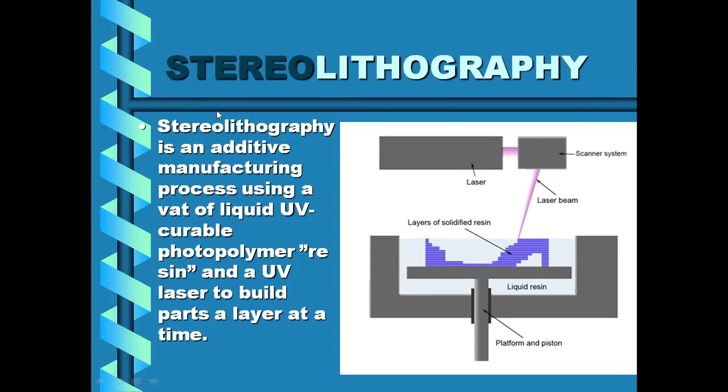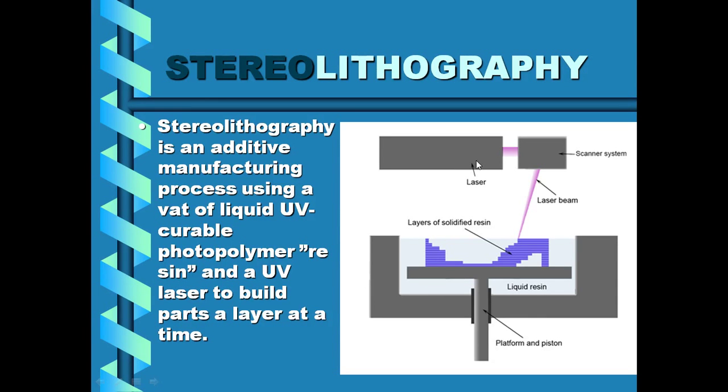Then we have stereolithography. What is stereolithography? This is again an additive manufacturing process using a vat of liquid ultraviolet curable photopolymer resin, right, and a UV laser to build parts a layer at a time.